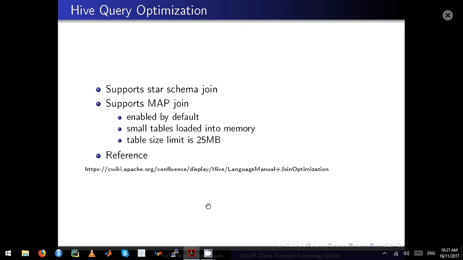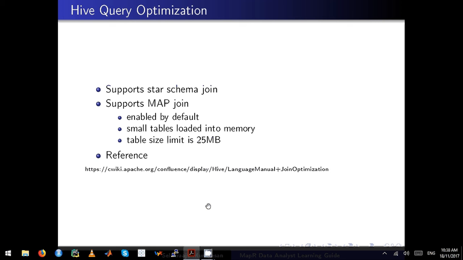All right. So Hive supports a lot of query optimization. So Hive actually supports the star schema join, which you're familiar with if you're from the data warehouse world. And it also supports a map join. It is enabled by default and it allows small tables to be loaded into the memory and then it does the join. So the table size limit is actually 25 megabytes.